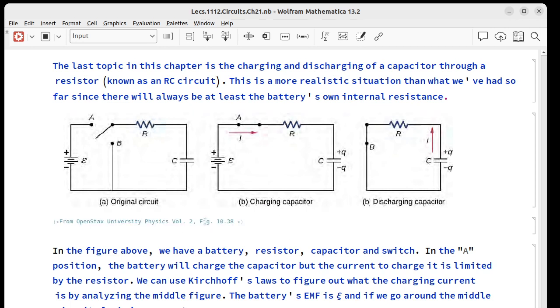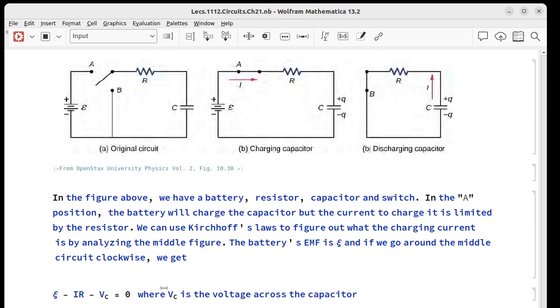So in these figures we have a battery, a resistor, a capacitor, and a switch. In the A position, the battery charges the capacitor, but the current to charge it is limited by the resistor. We can use Kirchhoff's laws to figure out what the charging current is by analyzing this middle figure, what we would get with the switch in the A position. The battery's EMF is this epsilon, and if we go around clockwise, we get epsilon minus IR minus whatever the voltage is across the capacitor.